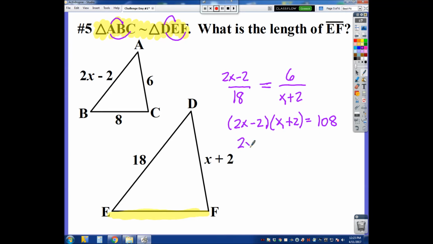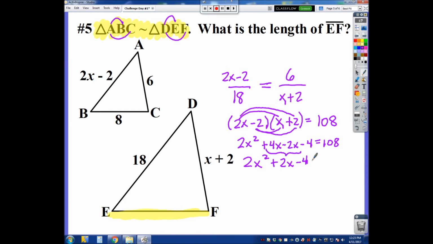So if I distribute the 2x to the x, I get 2x squared. 2x times that 2 would be 4x. Now distribute the negative 2, we'll get a negative 2x, and negative 2 times 2, negative 4, equals 108. And so then I get 2x squared plus 2x, because 4x minus 2x is 2x, minus 4 equals 108.